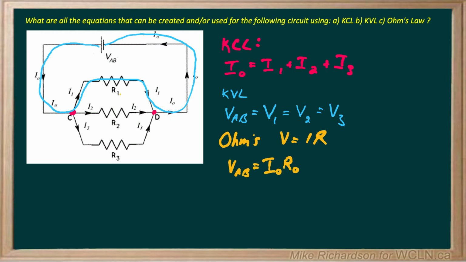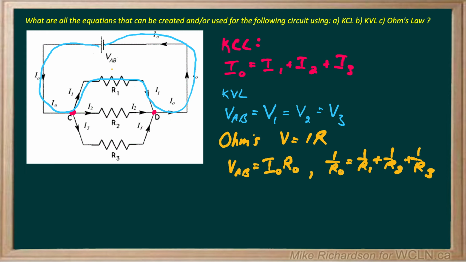Now if I look at this circuit, it's a parallel set of resistors. So I can easily calculate my total resistance. So 1 over R0 will be 1 over R1 plus 1 over R2 plus 1 over R3. So if I can get my total resistance using my parallel resistance formula, and I know VAB, I can get my total current. Now we can also focus in on the individual resistors.